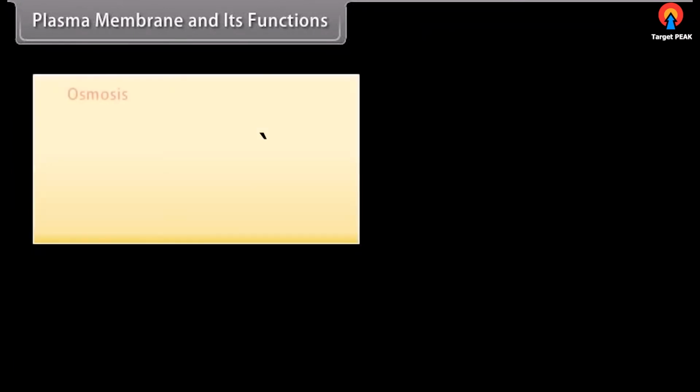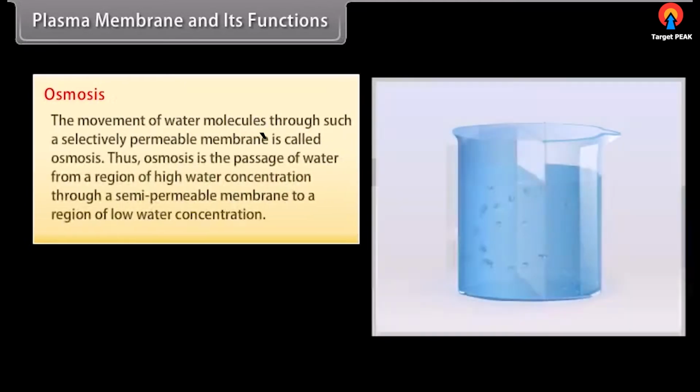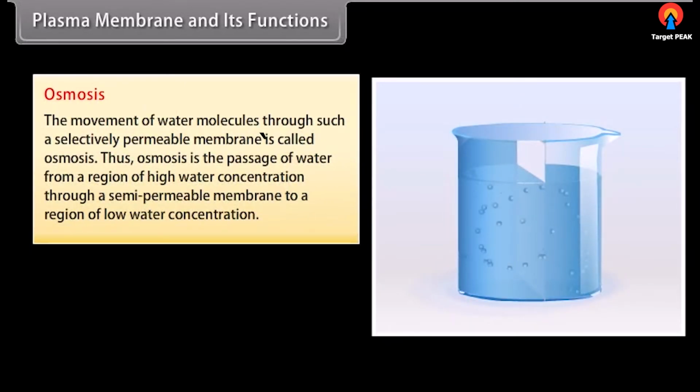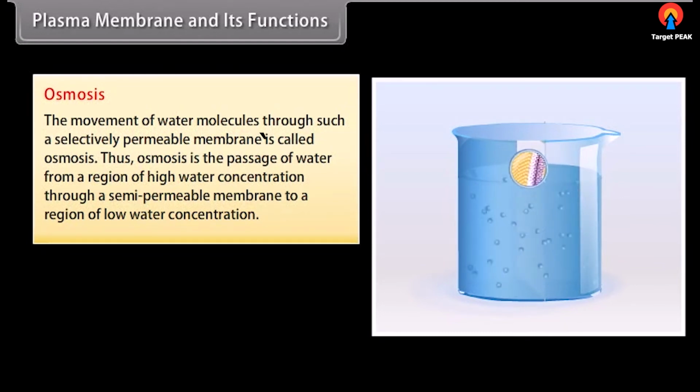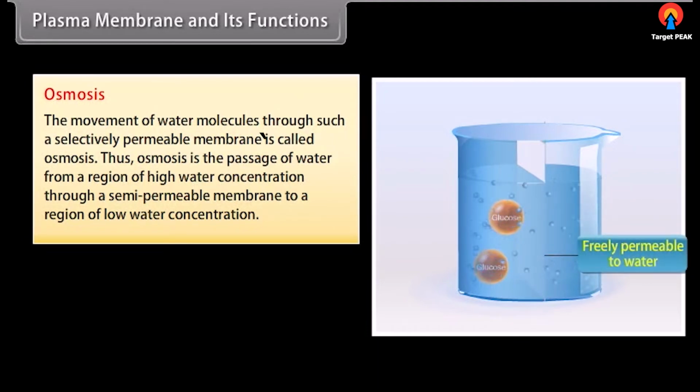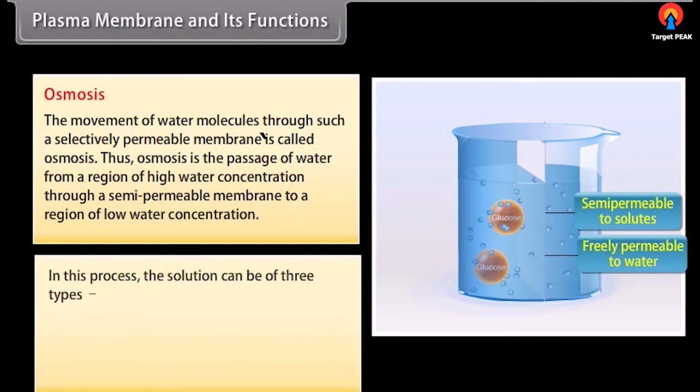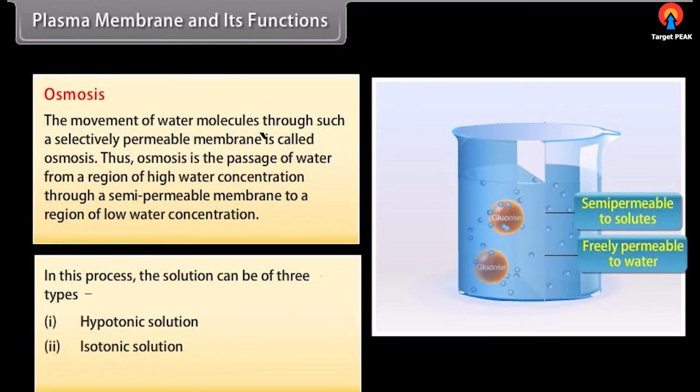Plasma membrane and its functions. Osmosis. The movement of water molecules through such a selectively permeable membrane is called osmosis. Thus, osmosis is the passage of water from a region of high water concentration through a semi-permeable membrane to a region of low water concentration. In this process, the solution can be of three types: hypotonic solution, isotonic solution, and hypertonic solution.